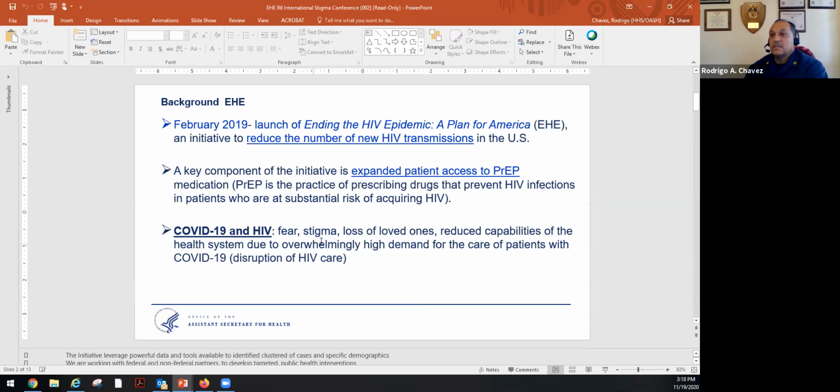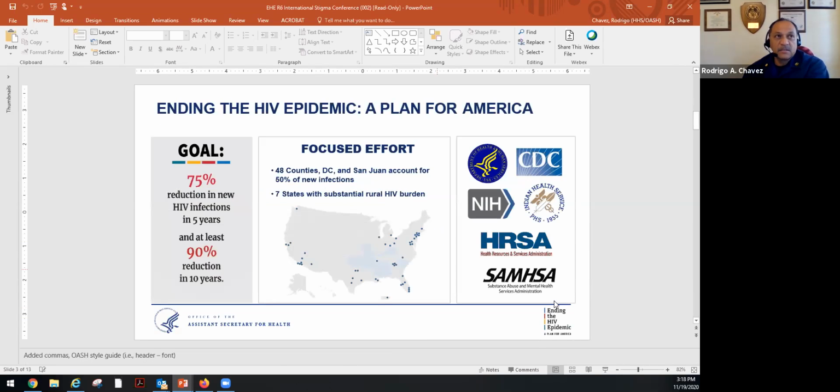Now, with the onset of COVID-19 and HIV, the needs, fear, stigma, loss of loved ones, reduced capabilities of the health system, and access to health systems have become overwhelmingly exacerbated by the pandemic. So we immediately had to take action and activate alternative systems of care like telehealth and telemedicine to respond to the needs of the population and those affected by social determinants of health, like Shifa mentioned earlier.